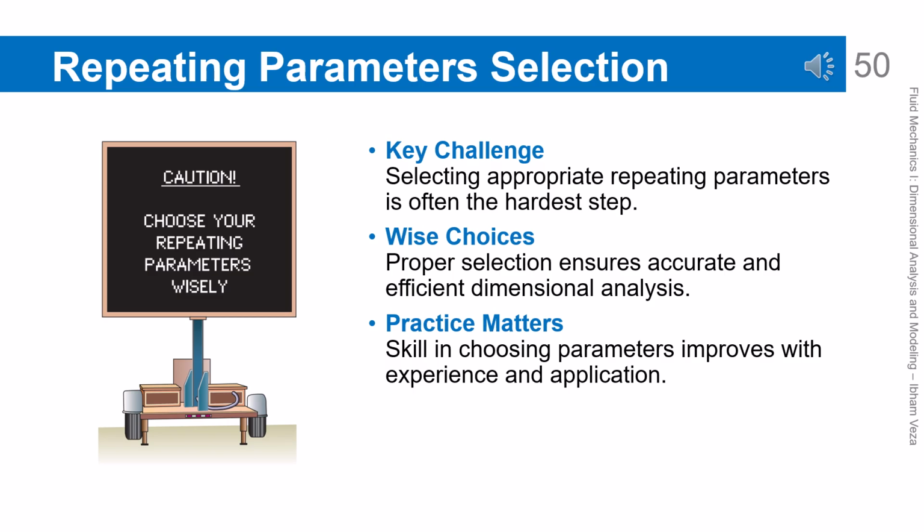Repeating parameters selection. The selection of repeating parameters is often the most difficult part of dimensional analysis. The right choice will make the process simple and the results clean. In contrast, a poor choice can lead to complicated algebra and results that are hard to interpret. Therefore, experience and practice play a major role in improving this skill. With more practice, intuition in choosing parameters will develop.